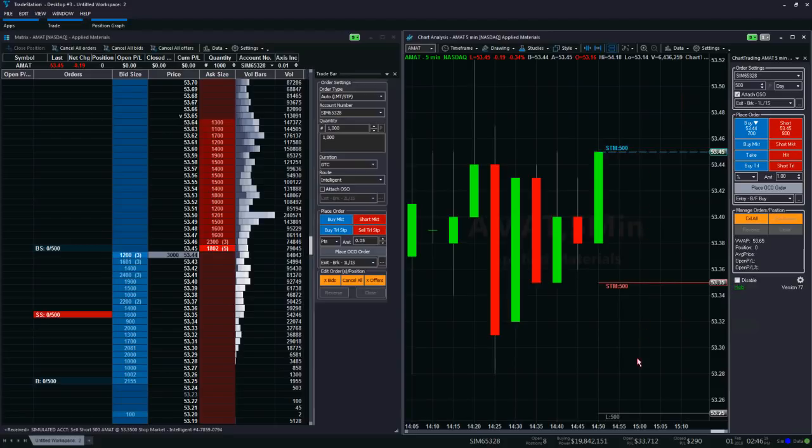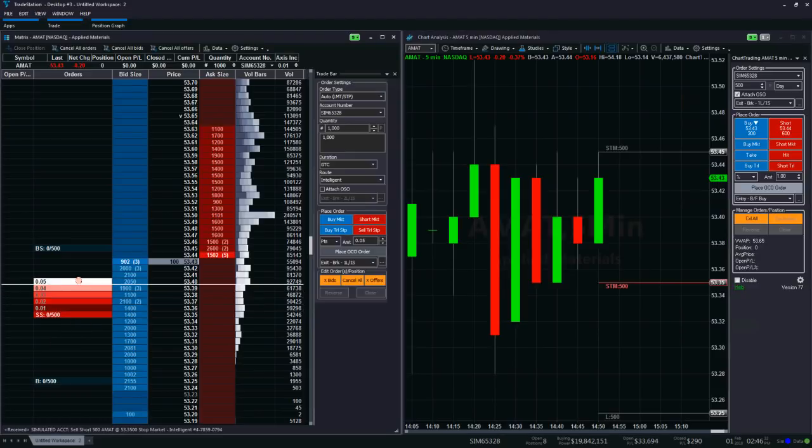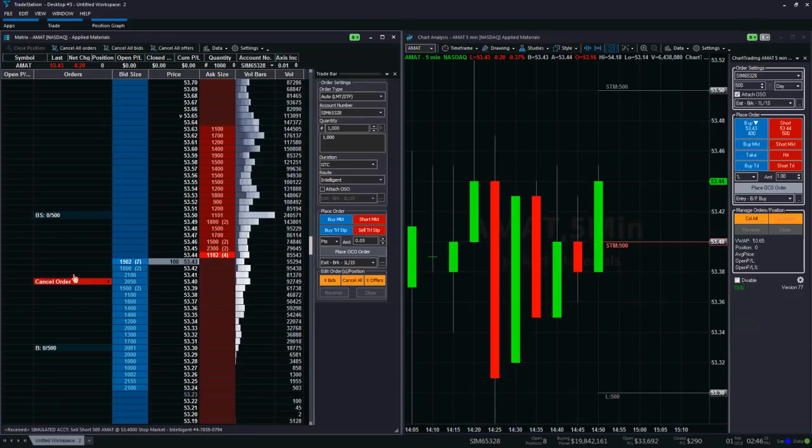And the nice thing about all the order entry tools in TradeStation is that they're all interconnected. So notice that this order that I entered here is displayed on the matrix. And if I click and drag the order on the matrix and move it, that is also going to adjust the entry right here on the chart. It doesn't matter where you enter the trade, you can access and manage your trades from anywhere in TradeStation.